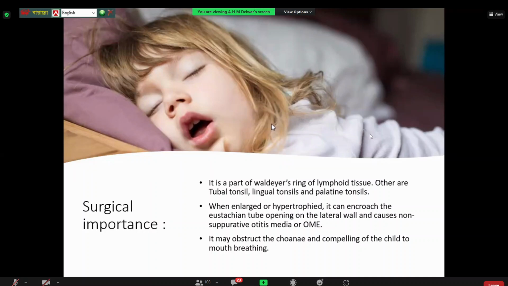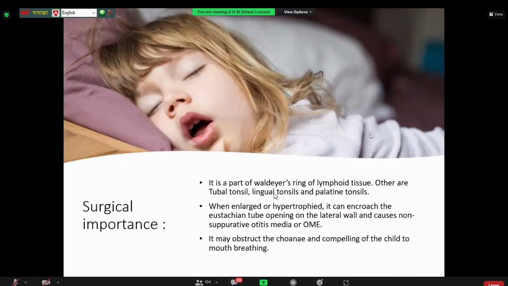Supine position and open mouth. She's open mouth. You see the video clearly that that is surgical importance. What is the surgical importance of adenoid? It is a part of Waldeyer's lymphoid tissue.